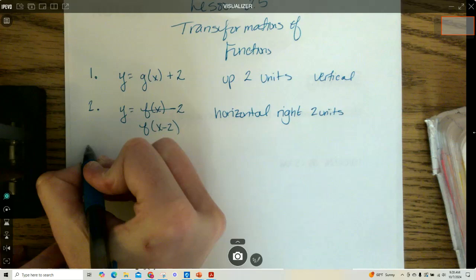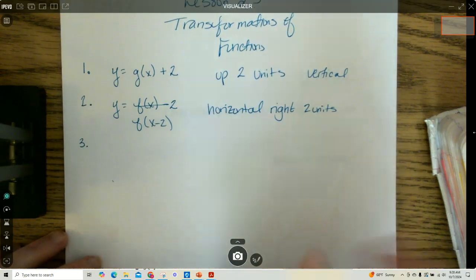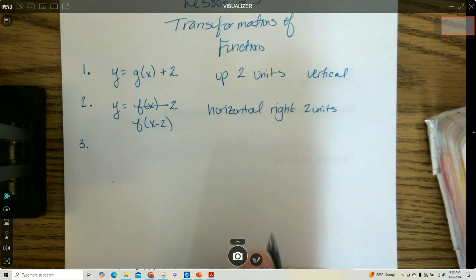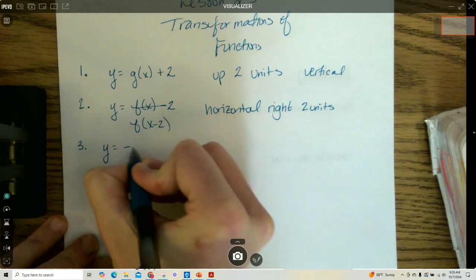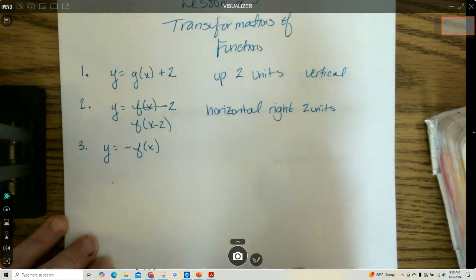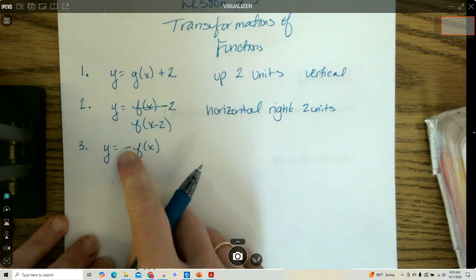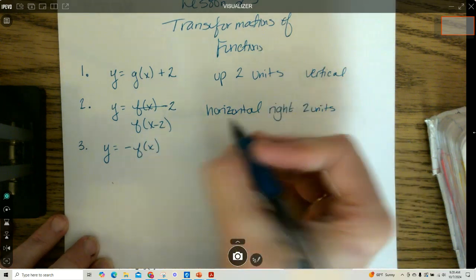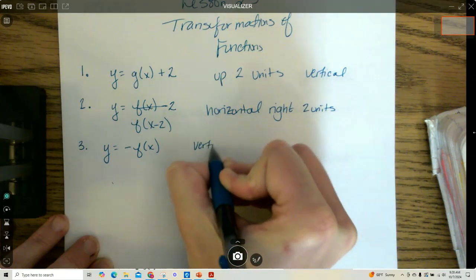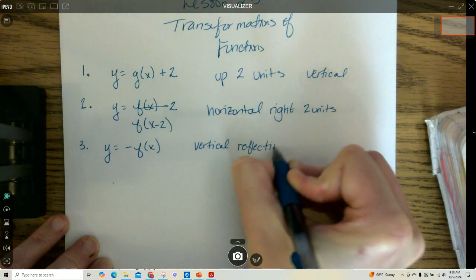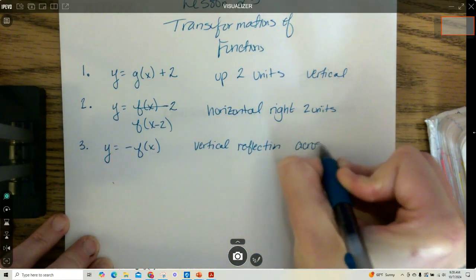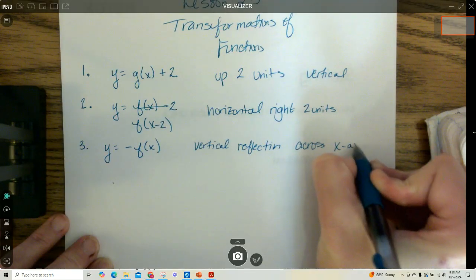Okay. Number 3. The graph of y equals negative f of x is the graph of y equals f of x reflected about the... Okay, so that's a vertical reflection, which means it's across the x-axis.